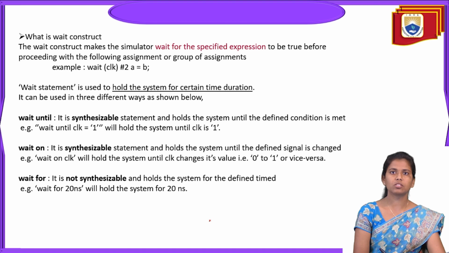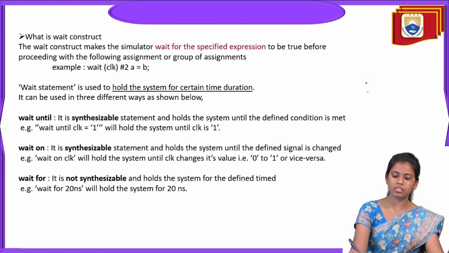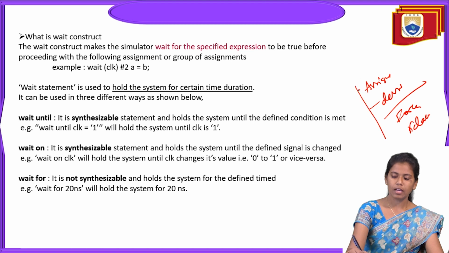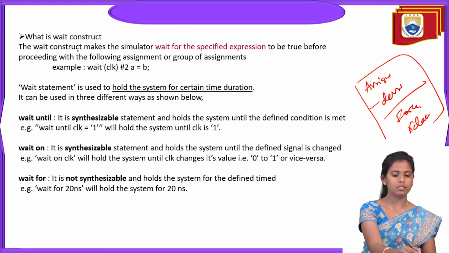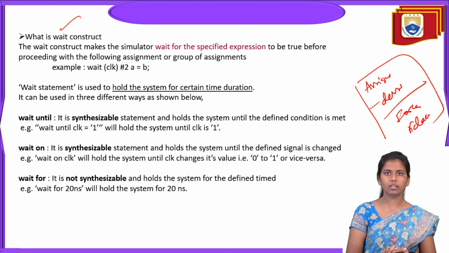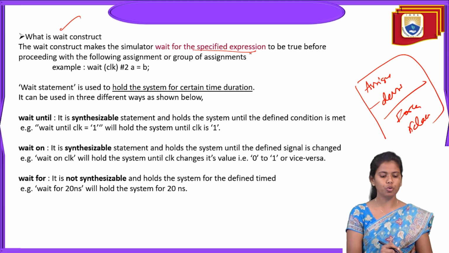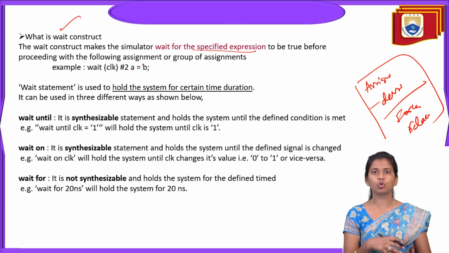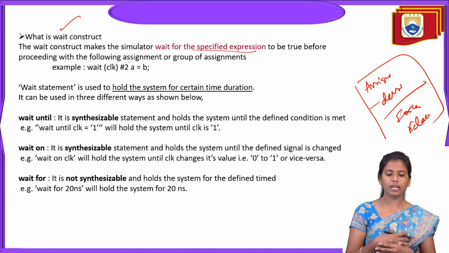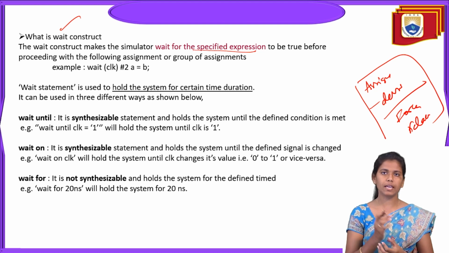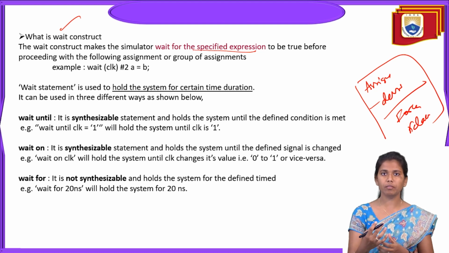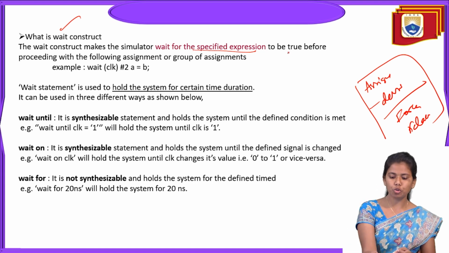Then there are a few more constructs. As we have discussed in the procedural constructs, we have discussed assign and deassign, and force and release. Likewise, we have one more construct in behavioral modeling, that is the wait construct. So what is this wait construct? The wait construct makes a simulator wait for a specific expression to be true before proceeding with the following statements or group of assignments.